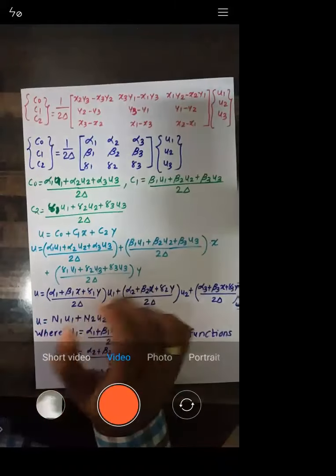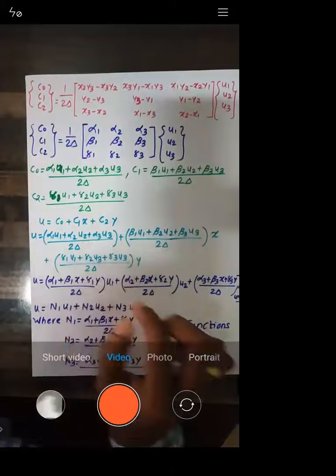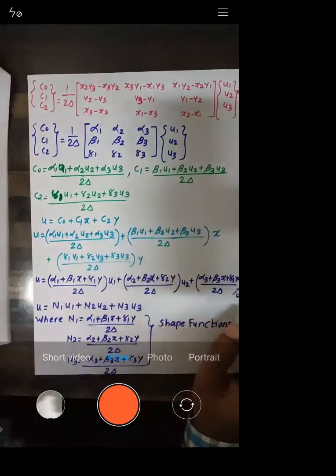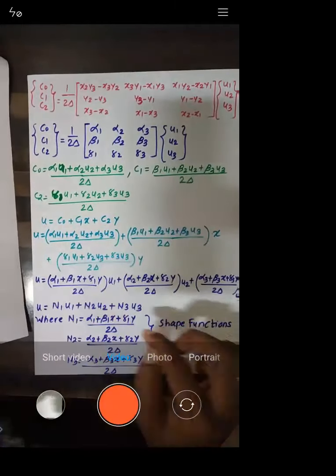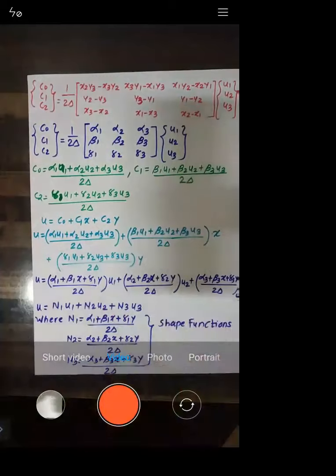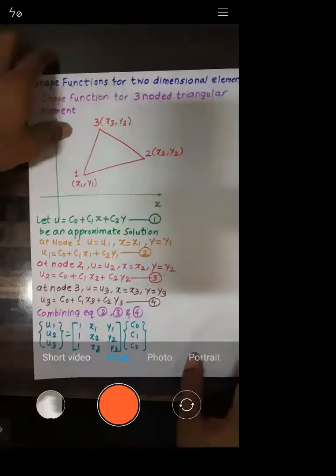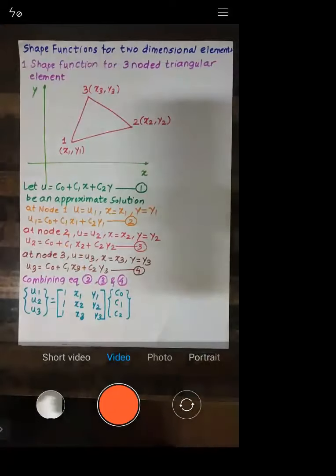In this equation, I clubbed the terms having coefficient u1, then the terms having coefficient u2, and the terms having coefficient u3. I called these n1, n2 and n3, which are the shape functions. So is it okay, all of you? Is that okay? Did you understand this? Yes, you can respond.